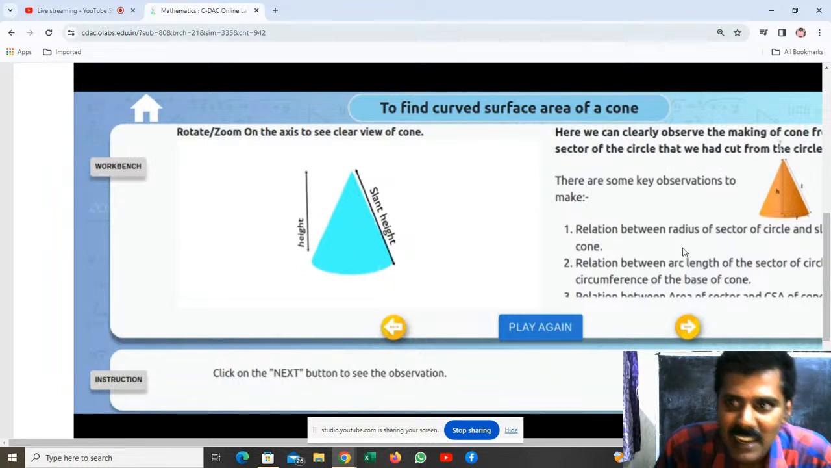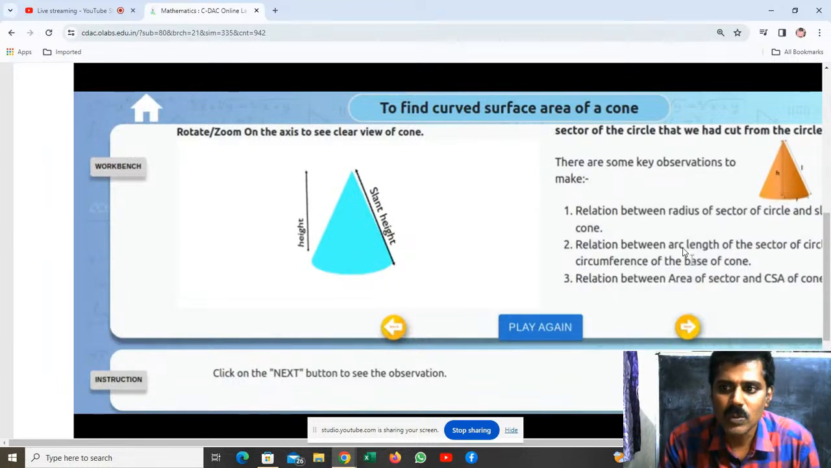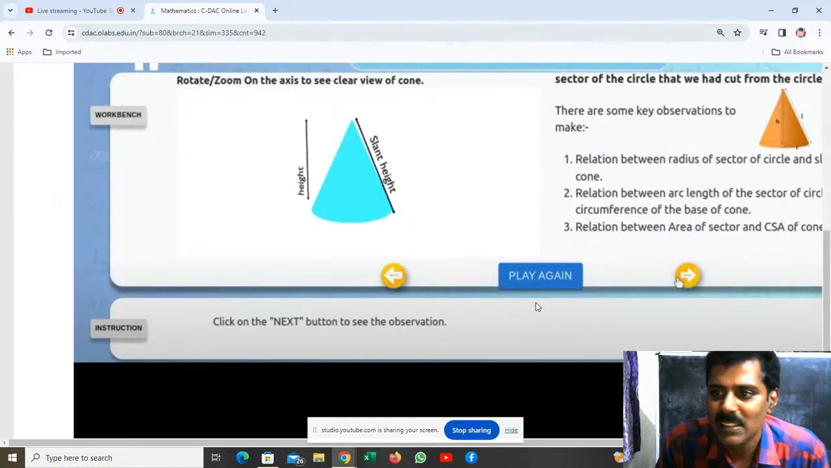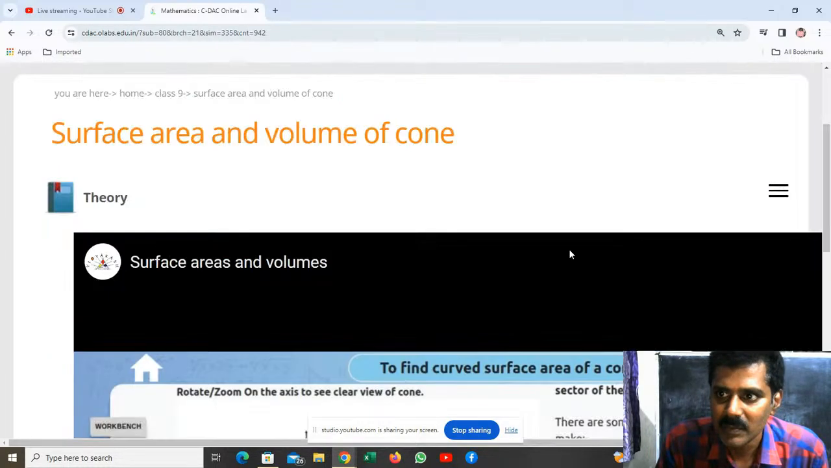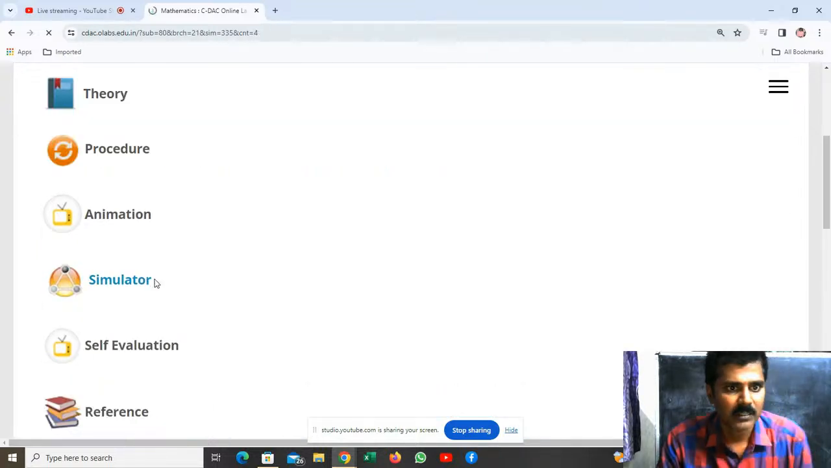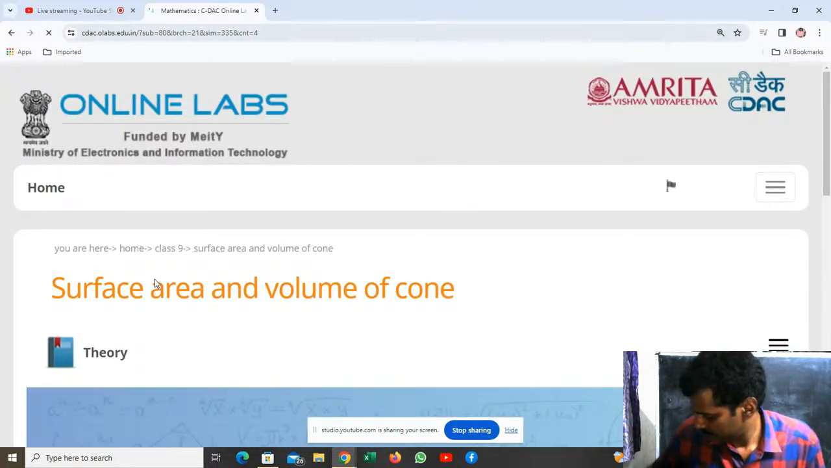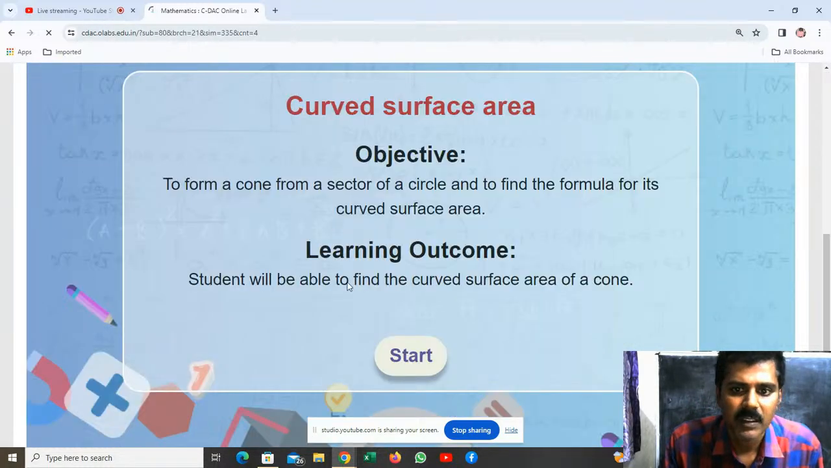We'll get a slant height and a height. So these are the observations. Now the relations also we can study by using the simulation. Now you can see how it works.